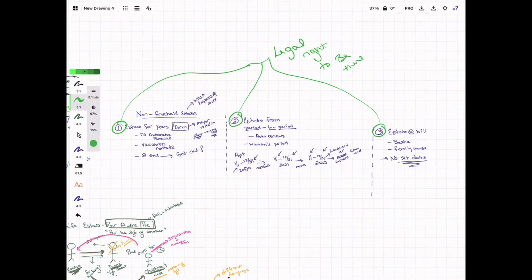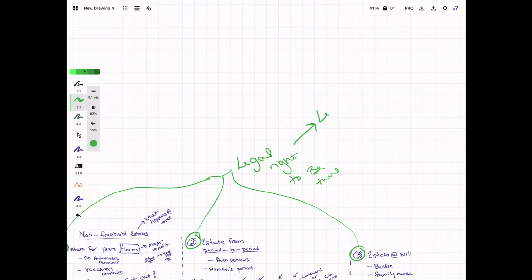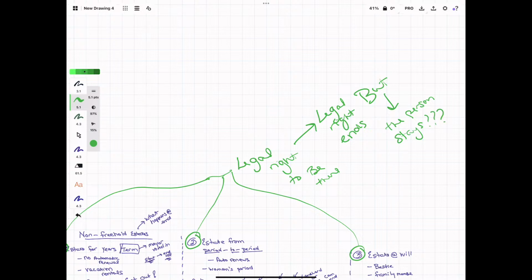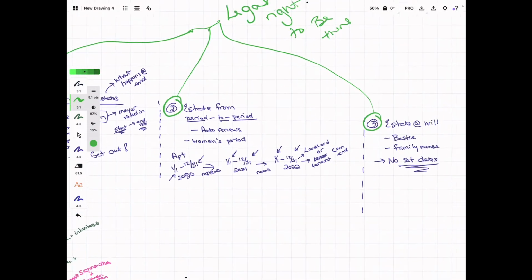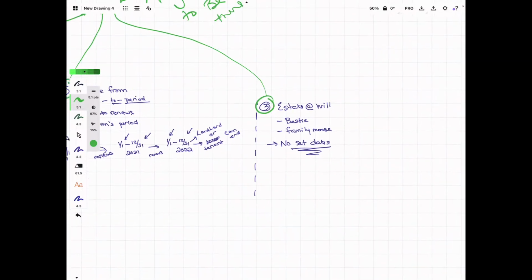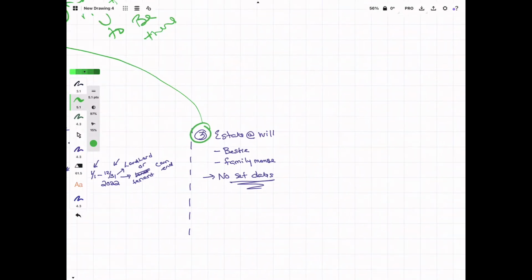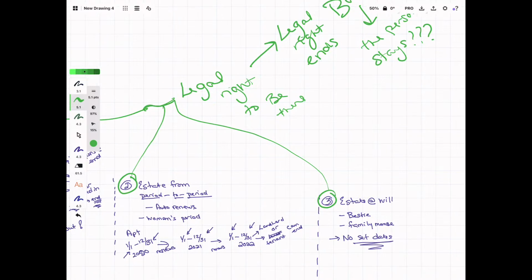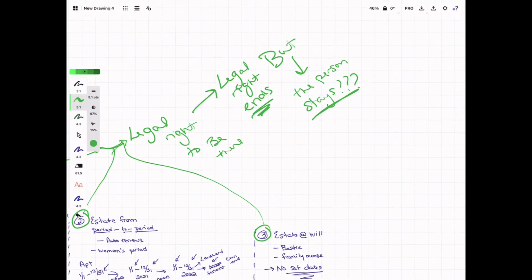What happens if that legal right ends, but the person stays? What do we call that? When somebody either had an estate for term, an estate from period to period, or an estate at will, it was supposed to end. At first, they had the legal right to be there, and then it ended, but the person stayed.